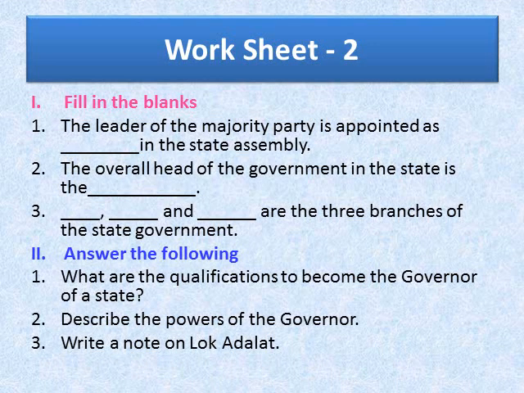Now it is worksheet time, a small worksheet for you. Roman number 1, fill in the blanks. Question number 1. The leader of the majority party is appointed as dash in the state assembly. Question number 2. The overall head of the state government is the dash. Question number 3. Dash are the three branches of state government.